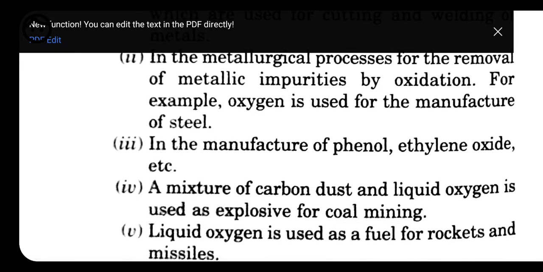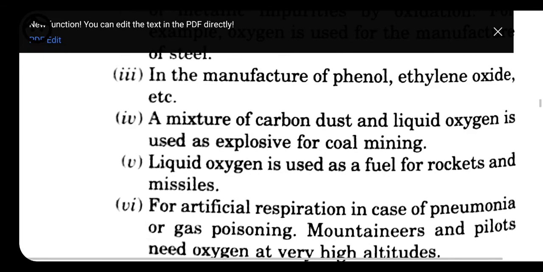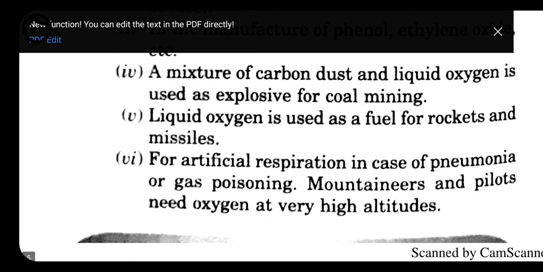In the manufacture of phenol ethylene oxide, it is also used. A mixture of carbon dust and liquid oxygen is used for the preparation of explosives for coal mines. And liquid oxygen is also used as a fuel in rockets. For artificial respiration in case of pneumonia and gas poisoning, oxygen is also used. Mountaineers, pilots and divers also carry dioxygen with them for breathing with the help of this oxygen only. So oxygen also has lots of uses. These uses you people have to know.